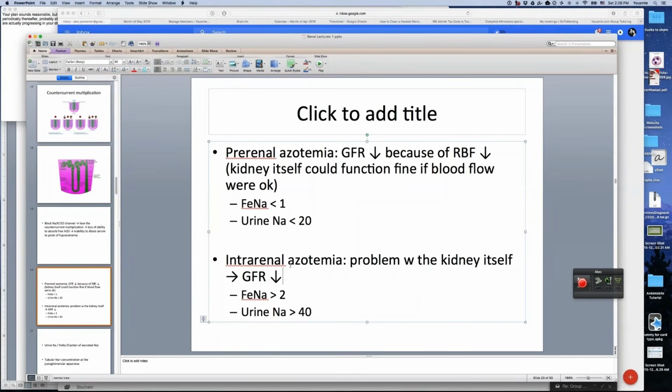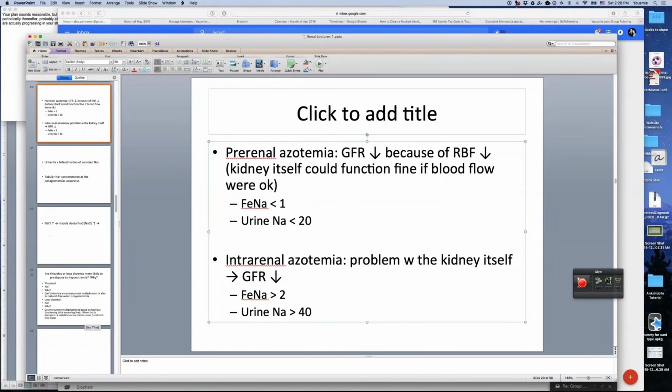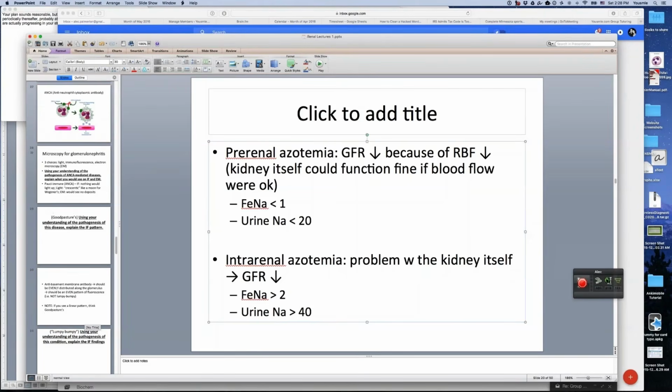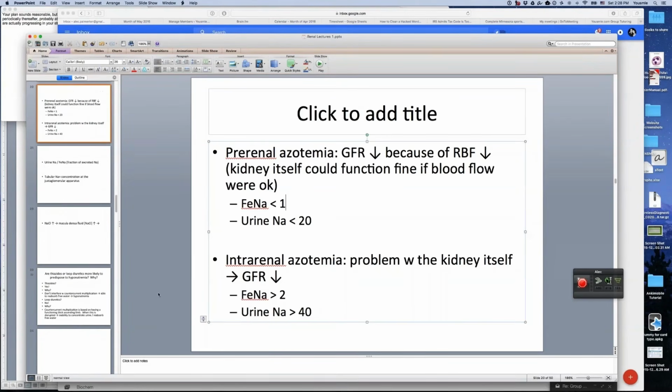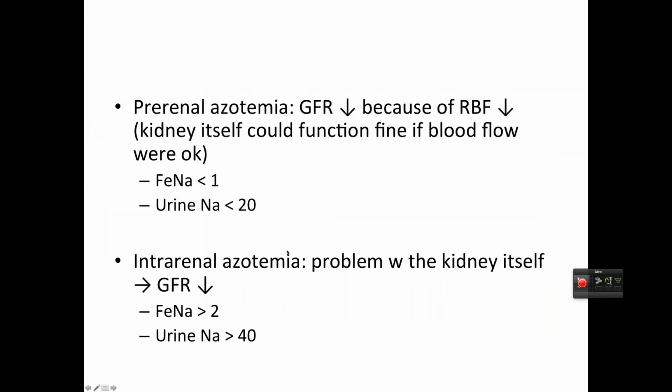So can someone explain to me why would a prerenal azotemia have a low FeNA? Why does that make sense? Let's do it with Shama. You're getting just less blood to the kidney. You're getting less reabsorption of sodium just because there's less going to the kidney. Wait, what does FeNA mean? Excretion of sodium. Yeah, exactly. It's actually that you're excreting less sodium. So you're actually reabsorbing more, right?